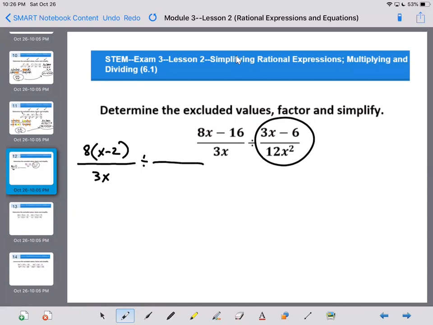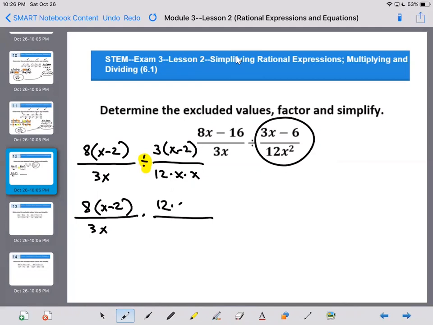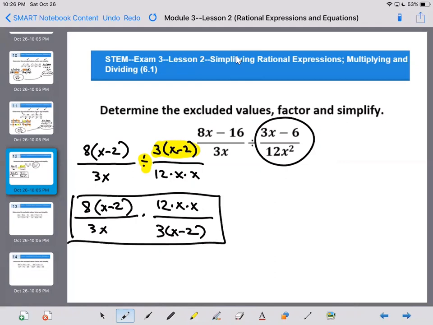3x minus 6, factor out the 3, you would have x minus 2, and then the 12 would be multiplied by x twice. Now, since you're still dividing, remember, before we even do our excluded values, we would have to multiply by the reciprocal, which gives me 12 times x times x. It was in the denominator, now it's in the numerator. What was in the numerator here, you're going to find that that's now in the denominator. So this is what we're looking at now while we state our excluded values.